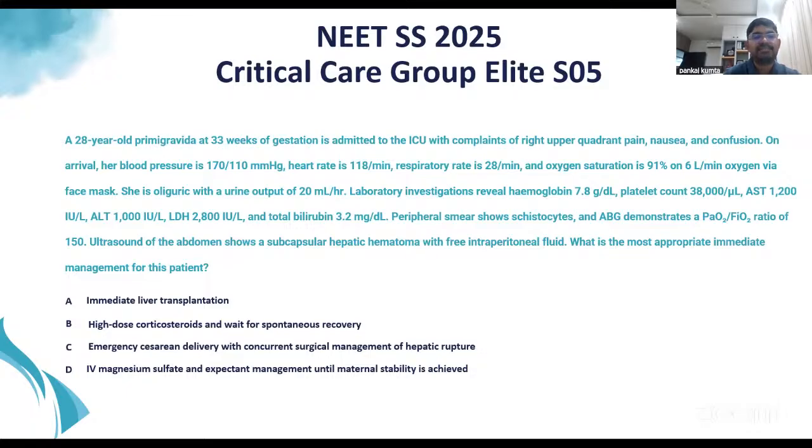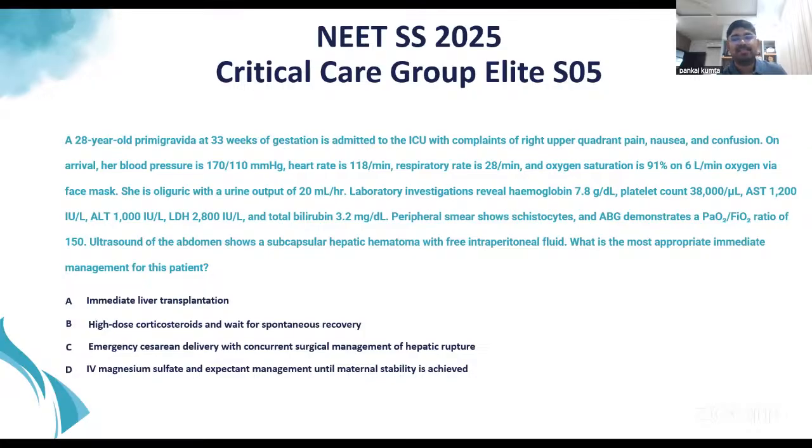Then, the next possible question, at least in obstetrics, is a 28-year-old primigravida, 33 weeks of gestation, admitted to the ICU with right upper quadrant pain, nausea, confusion. Her blood pressure is 170 by 110, heart rate is 118, respiratory rate is 28, oxygen saturation is 91%. She is oliguric with a urine output of 20 ml per hour. Laboratory investigations report hemoglobin is low, platelets are low, AST, ALT are raised, LDH is raised, and bilirubin is raised. Peripheral smear shows schistocytes, and ABG shows a PF ratio of 150, which is not good. Ultrasound shows a subcapsular hepatic hematoma and free peritoneal fluid.